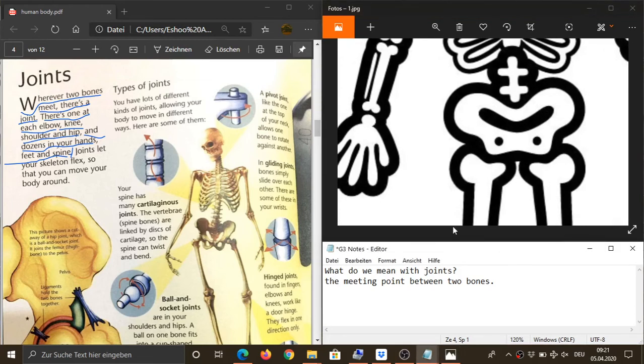Let's see some names or types of joints. Number one, the pivot joint. That's number one. Where is it? In the neck. That's one. Number two, hinge joint.